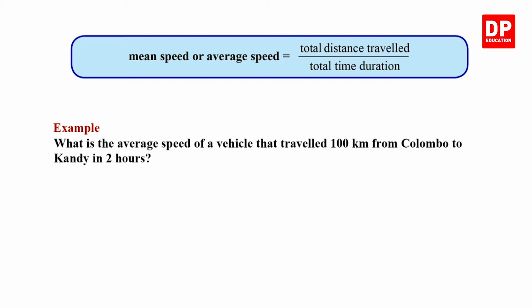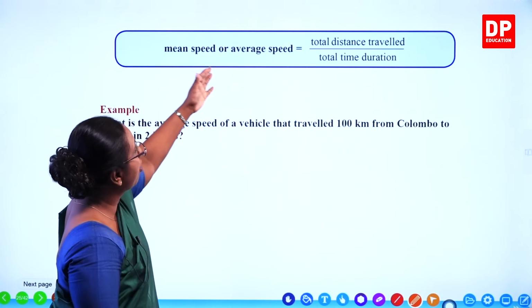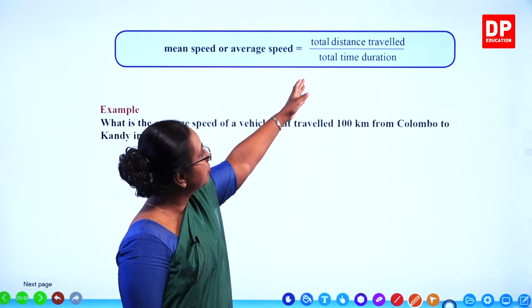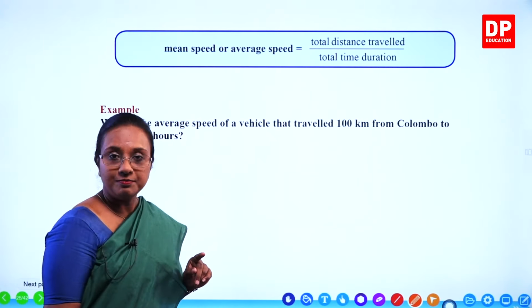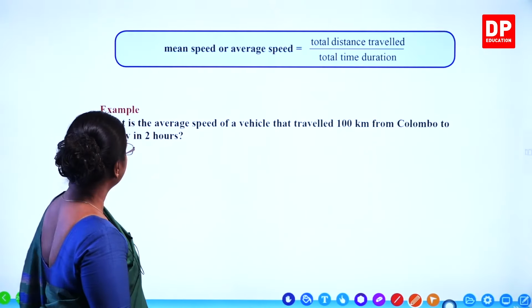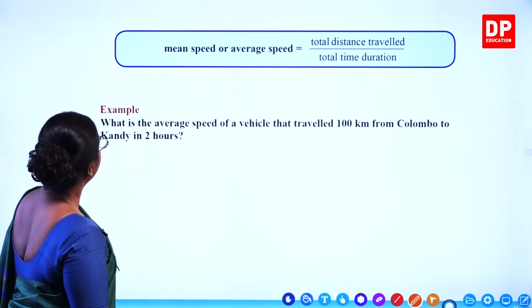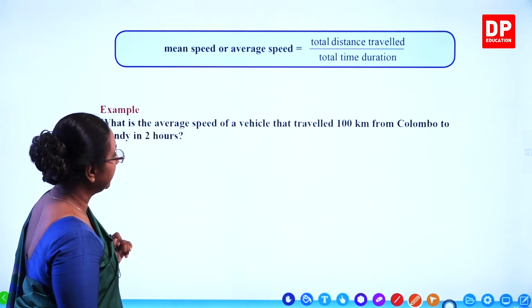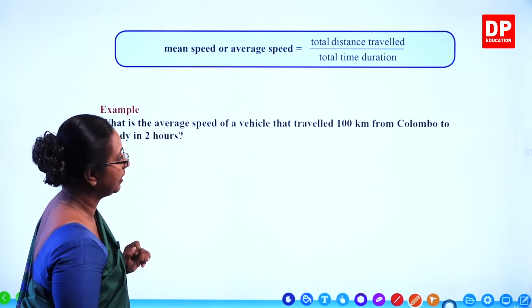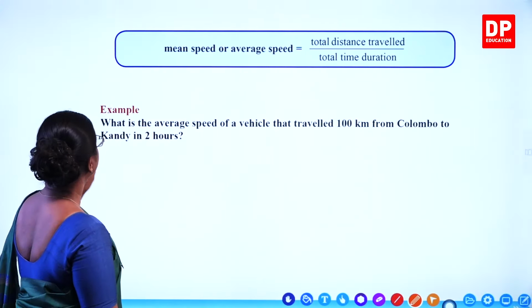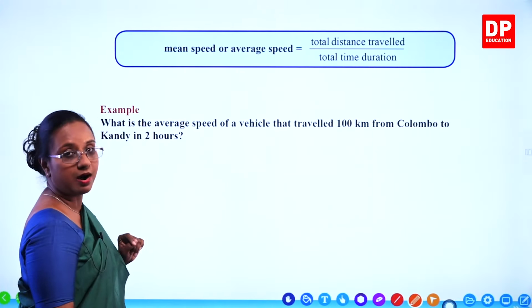So with that in mind, we have already calculated mean speed or average speed as the total distance traveled divided by the total time duration. We will look at another example. What is the average speed of a vehicle that traveled 100 kilometers from Colombo to Kandy in 2 hours?